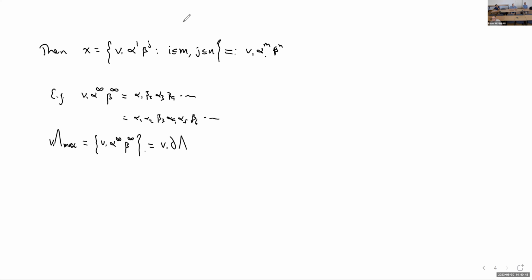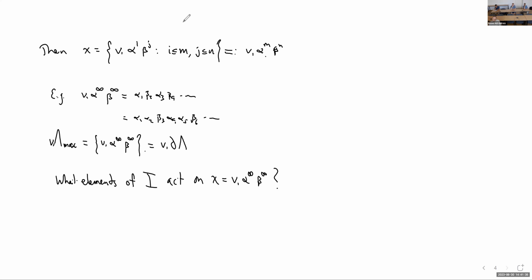Now, what are the dynamics on this thing? If you think of one of these paths, what elements of our inverse semigroup act on, say, x equals v1 alpha infinity beta infinity? Well, what can we do? We can't add something to the beginning because v1 is the left end of our category. So the best we can do is remove something. We can remove alpha or we can remove beta.